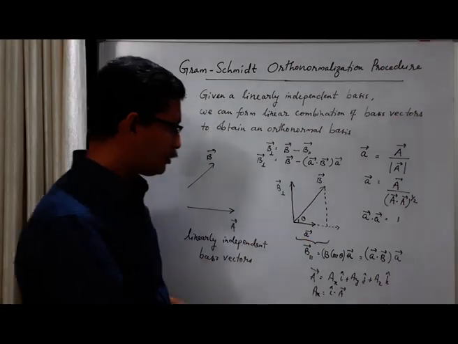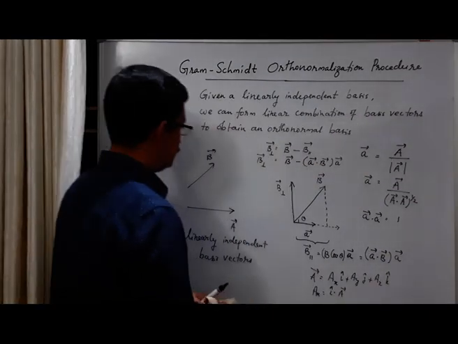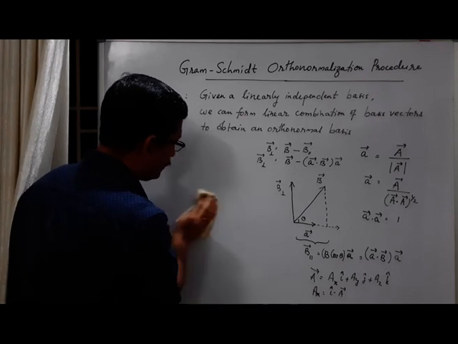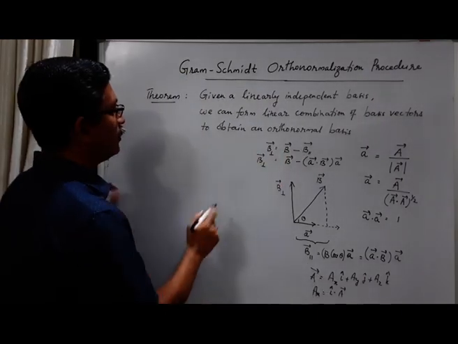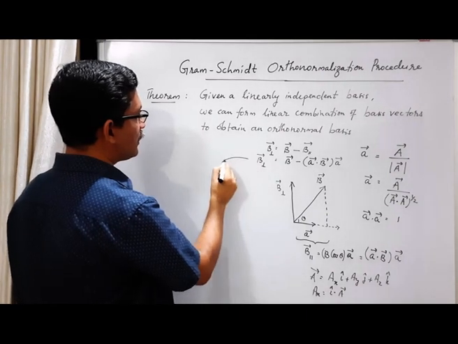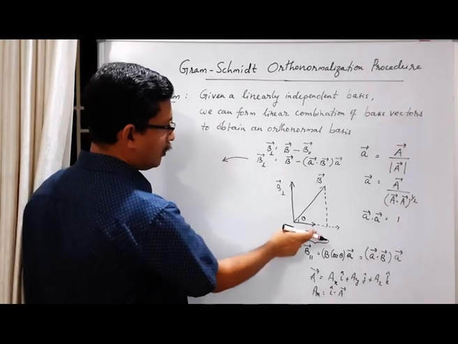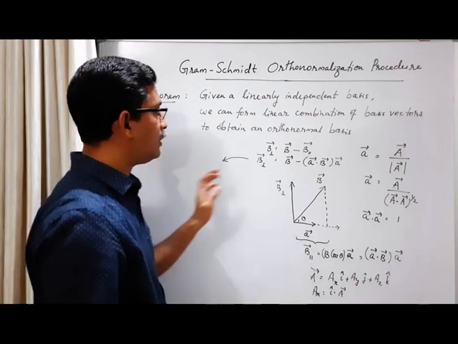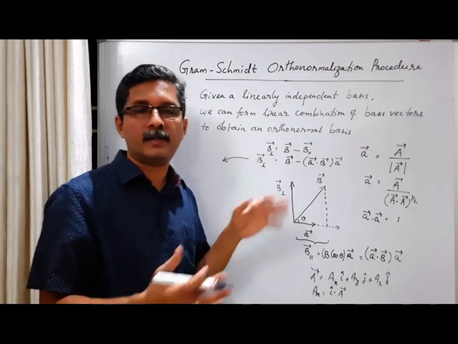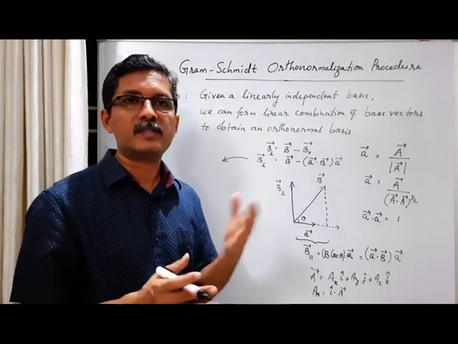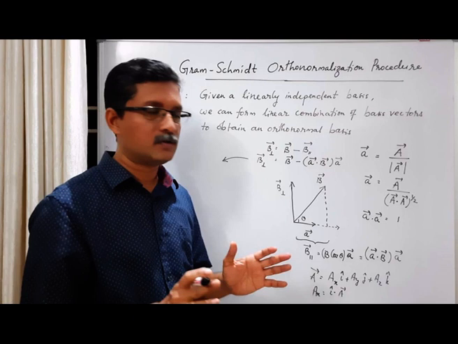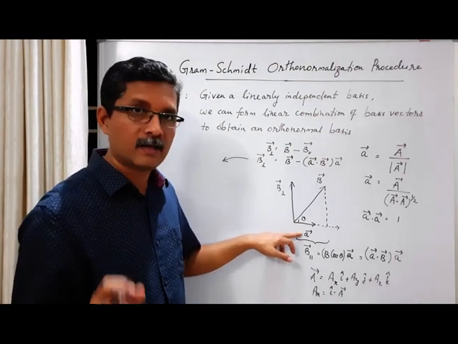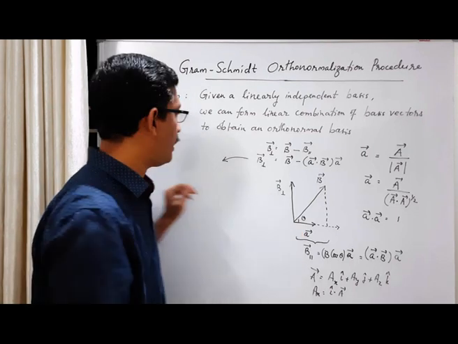We can check that this vector is perpendicular to A. Visually we can see that, but algebraically we can check it. How do you check that two vectors are mutually perpendicular? You take the scalar product between them. If the scalar product is 0, the vectors are mutually perpendicular. So I am going to take the scalar product between this small vector A and B perpendicular. Let us see what happens.